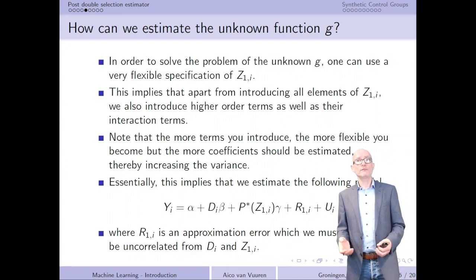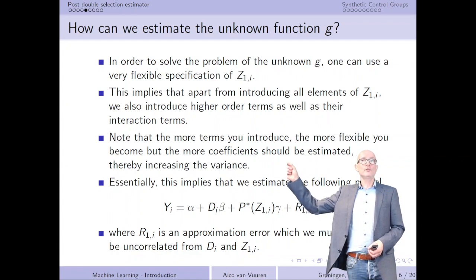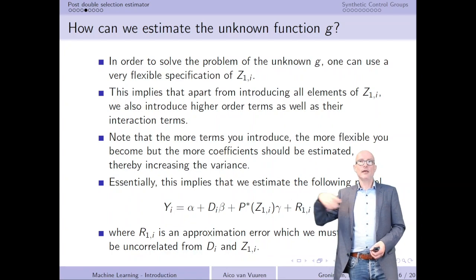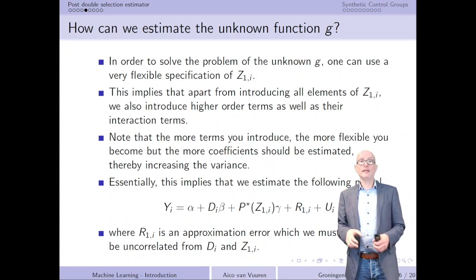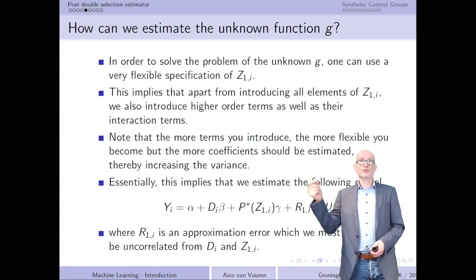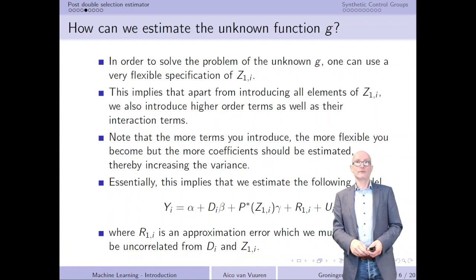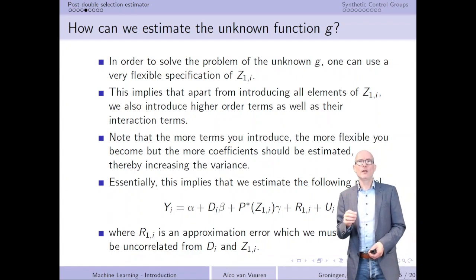Well, that means that apart from the fact that we're going to include z1i itself in a linear form, we could also include higher order terms. We could include z1i squared, or z1i to the power 3, or z1i to the power 4. We could even go to z1i to the power 10 or 20 or something like that. In addition to that, we could also include interaction terms. We can interact, for example, the first element that we have in z1i with the second element of z1i, or the third element of z1i, or the fourth, etc. We can relate that to all the elements that we have. Apart from that, we can of course also look at all the other, say, interaction terms.